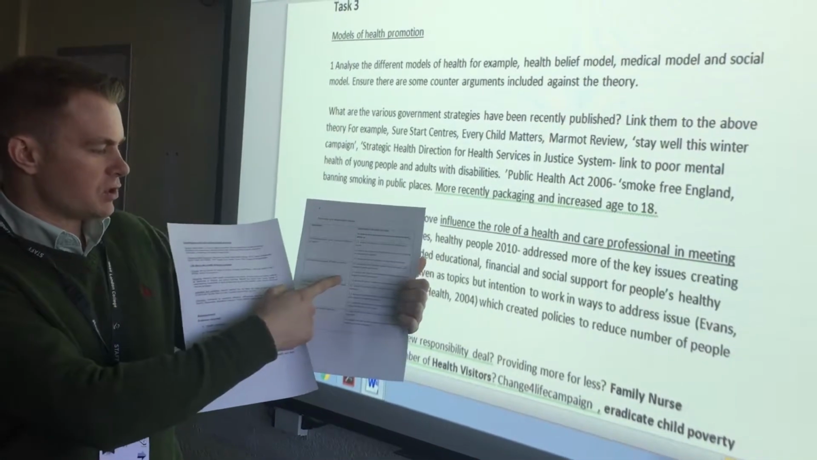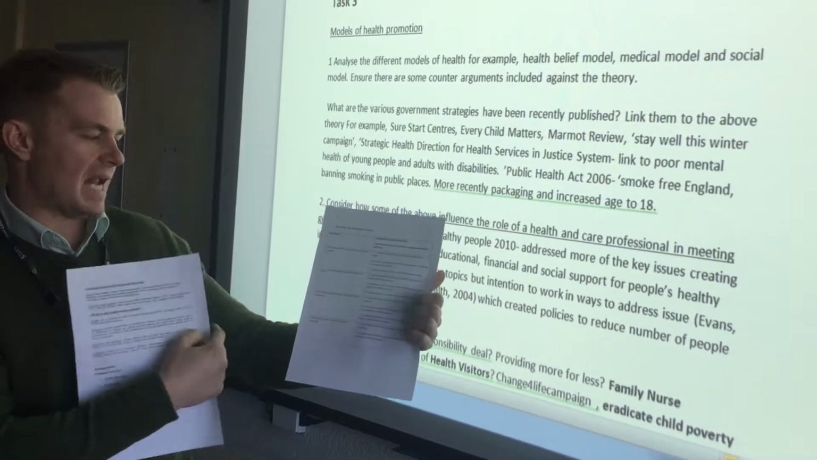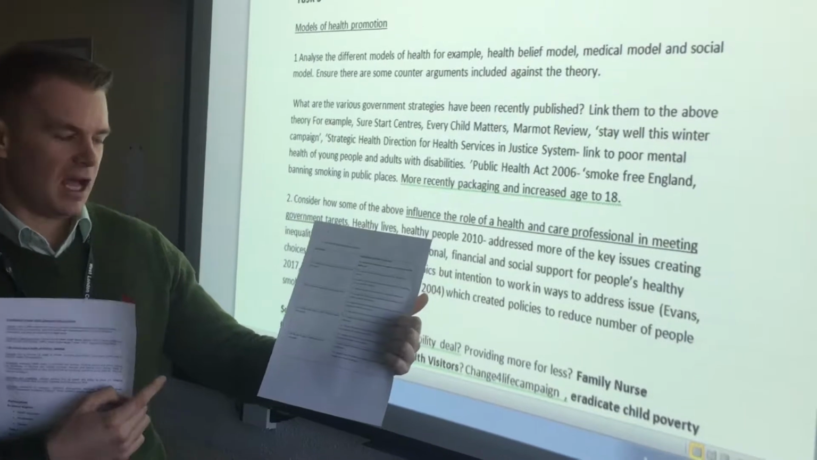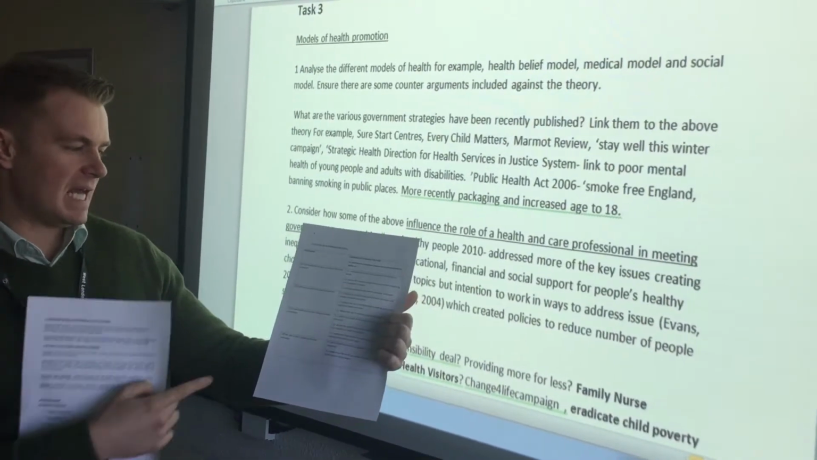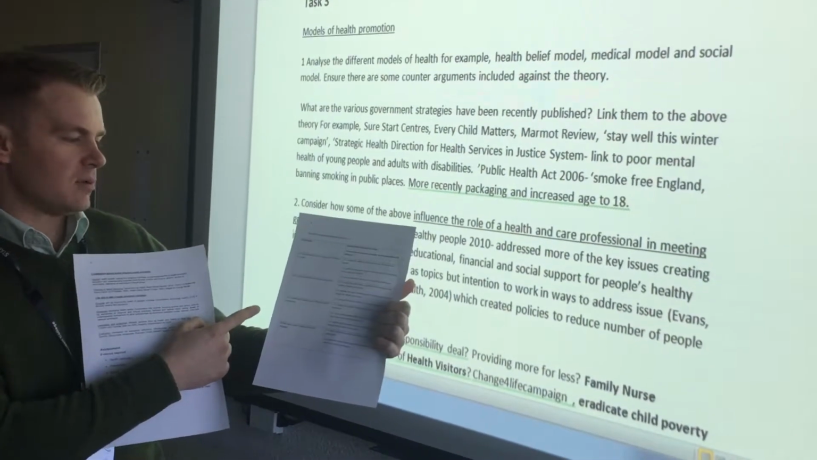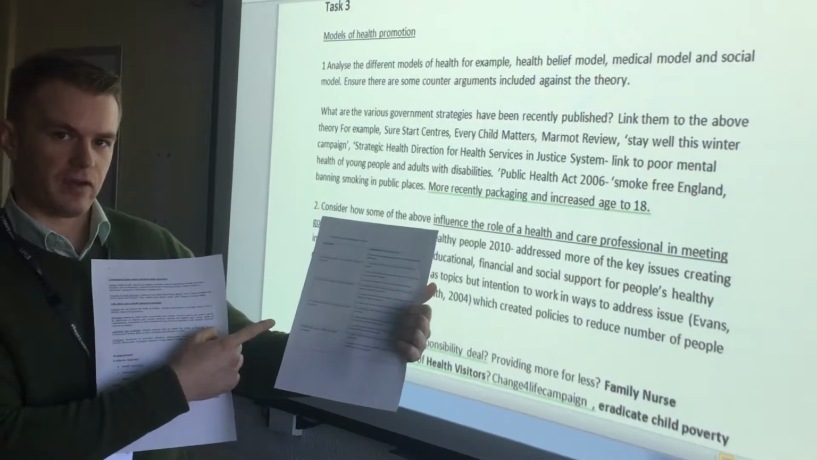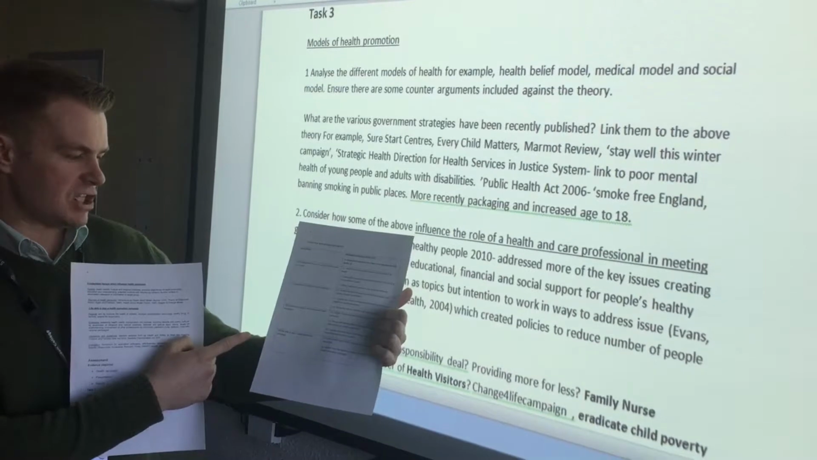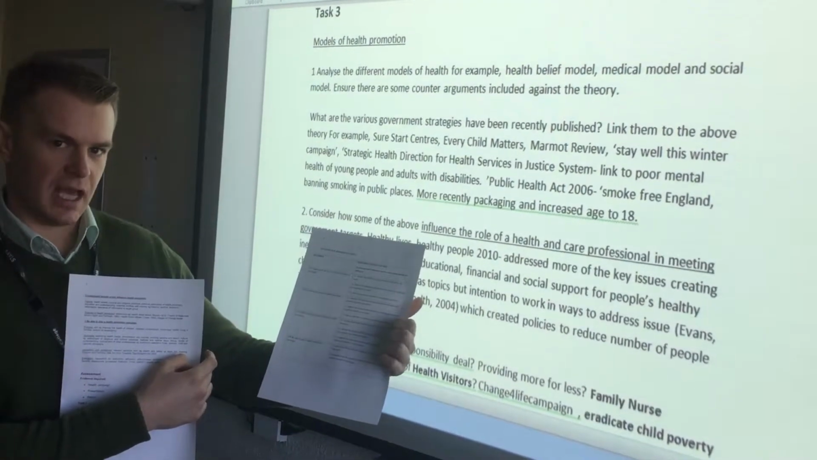Okay, so for learning outcome 2, you will start off by analysing. So please make sure you understand what analyse means when doing this. So you'll be analysing the links between government strategies and models of health promotion. And the rest of it will be more of an explanation and discussion that you'll be doing.